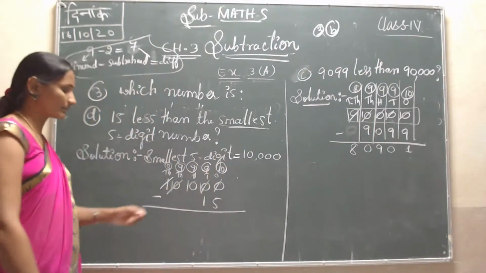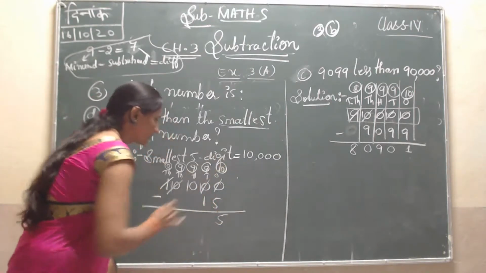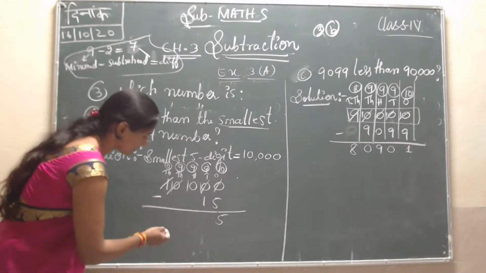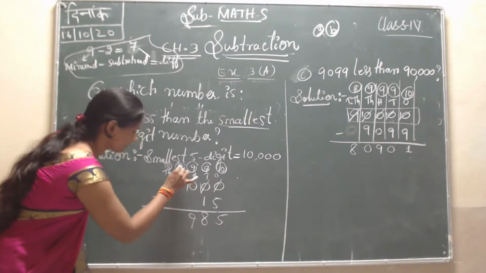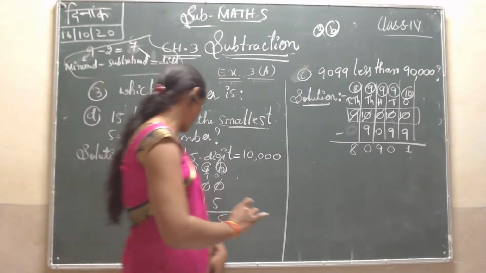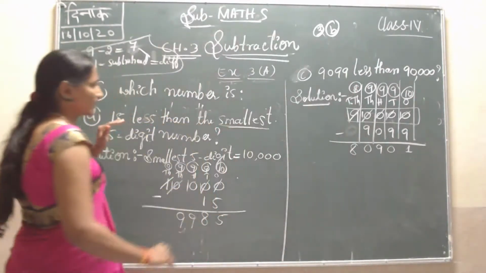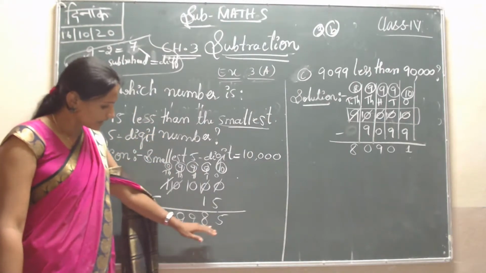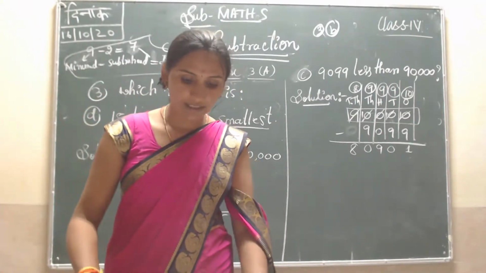Okay. What is the ones place value? That is 10. So 10 minus 5 is 5. 9 minus 1, yes students, which number is left? 8 is left. The 9 stays 9 because again we are given 0. So the answer is 9,985. You know that 15 less than the smallest 5-digit number is 9,985.